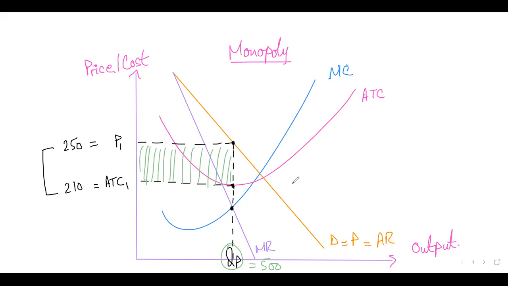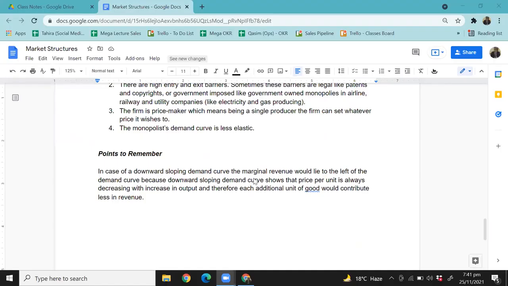So now comes the question, Preet: is the graph that we made a short run graph, or is this long run? Now we're talking about a monopoly, and we discussed while talking about the characteristics of this market that there are very high entry and exit barriers.